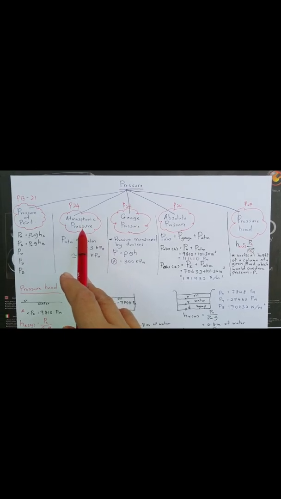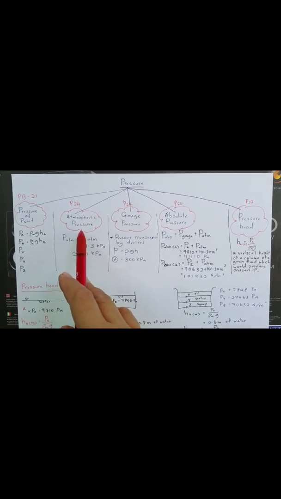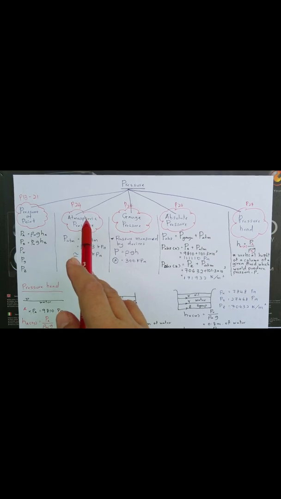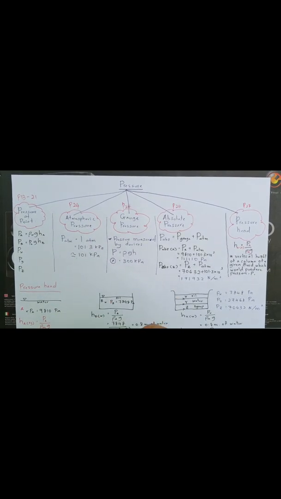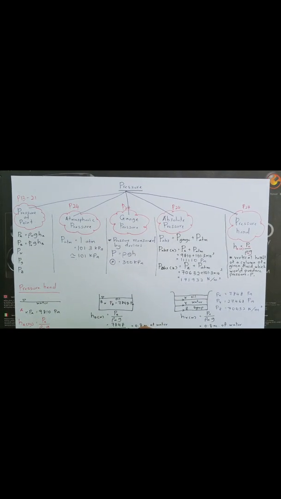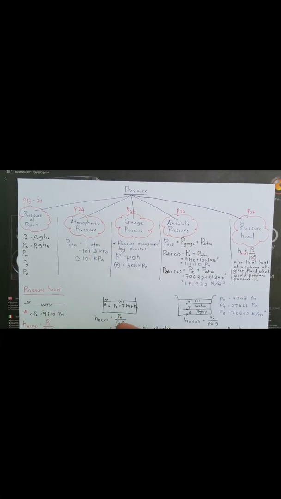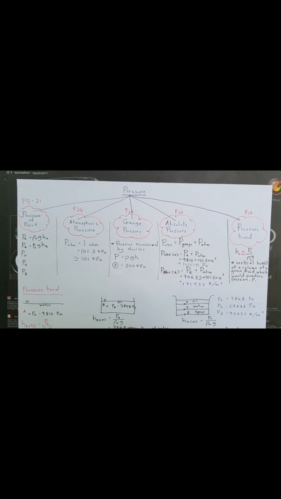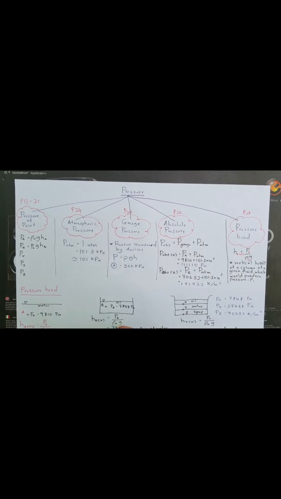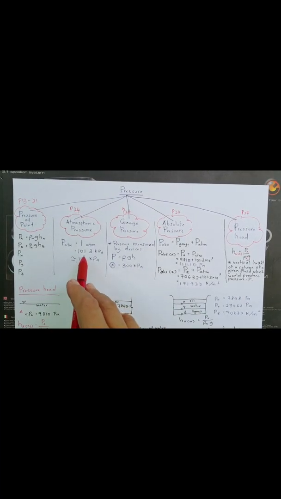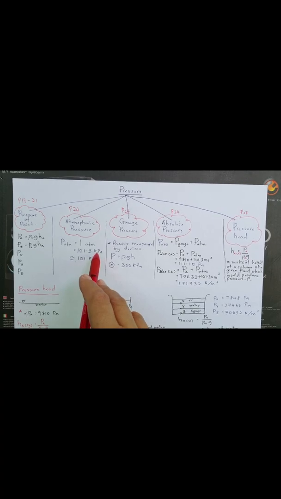So actually the atmospheric pressure has different varieties. At the higher levels, the pressure is less. Okay, so for engineering purposes, we should take one average value. So the average value for the atmospheric pressure is 101.3 kilopascal.